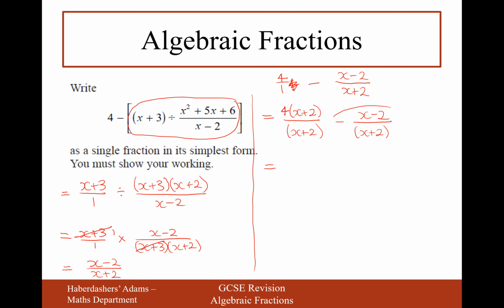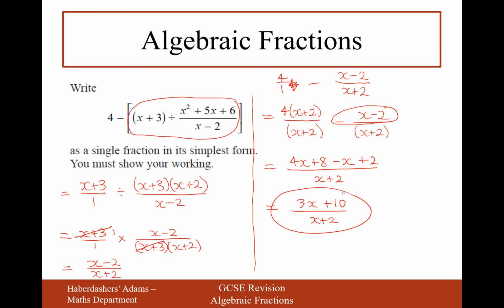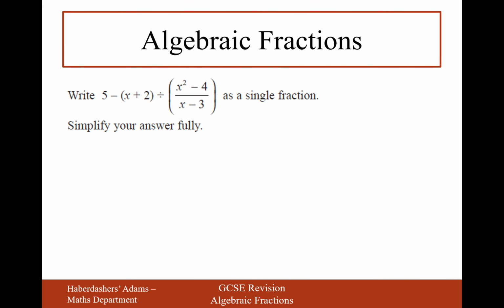Now remember, it's subtracting all of this right-hand fraction here. So it's going to be over x plus 2, 4x plus 8 minus x, and plus 2 for the double negative on the minus and the minus 2. So the answer is going to be 3x plus 10 over x plus 2. And there we are, that's the final answer for this question here. Okay, let's move on to the next one. Pause the video and give this one a go.